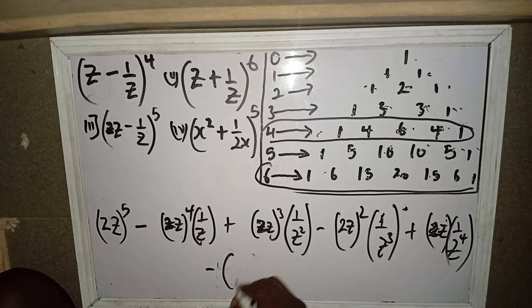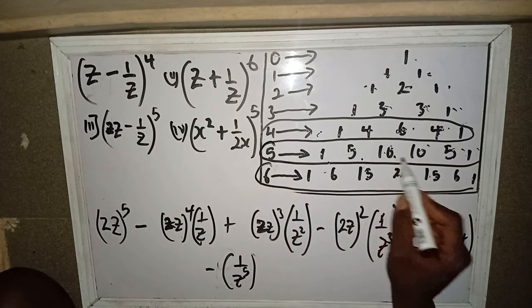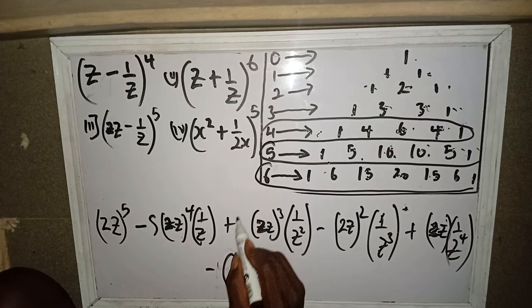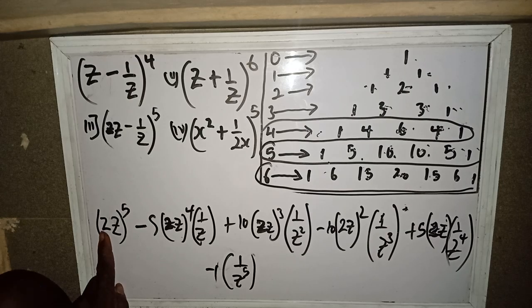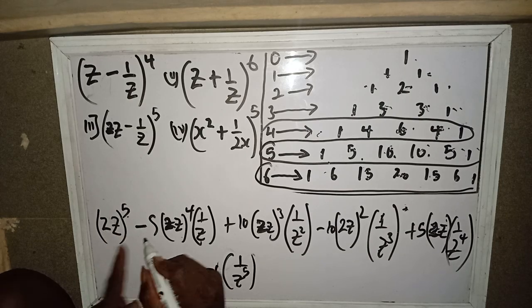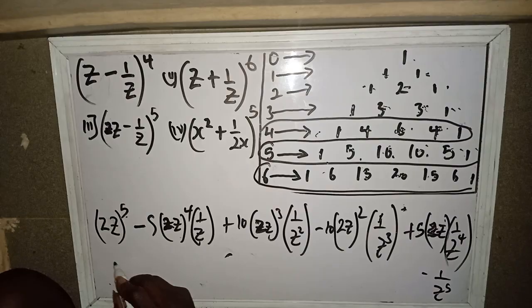Then this one will be increased by 5, 1 over z all to the 5. So now, expansion of power 5, this is the coefficient: 1, 5, 10, 10, 5, 1. That's just it. But you have to change this thing. 2 raised to power 5, this one will now give you what? Minus 1 over z to the 5. This one will now give 2 raised to power 5, which is 32z.